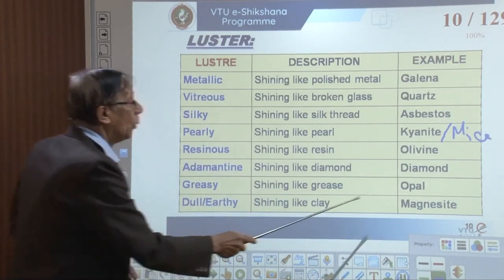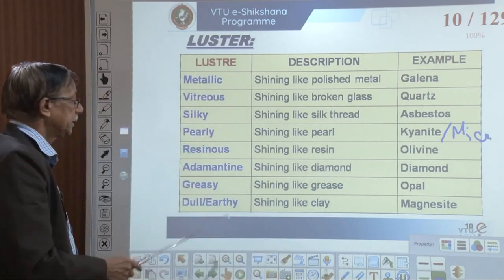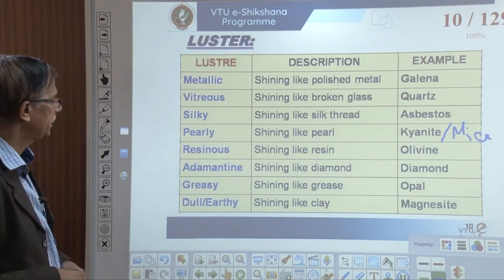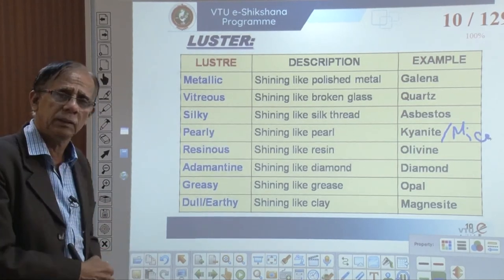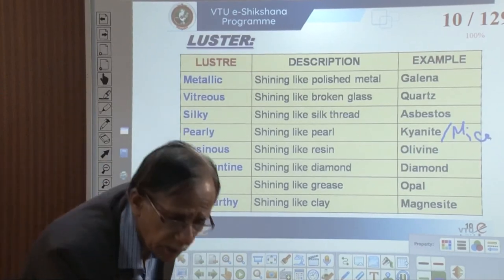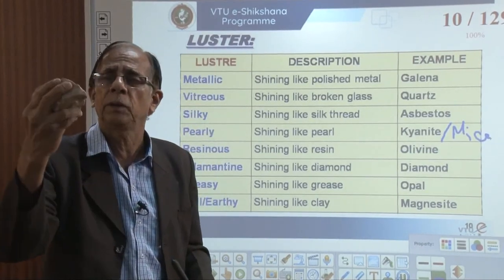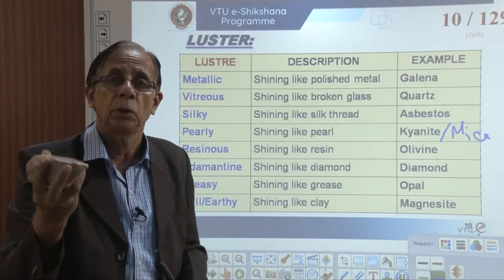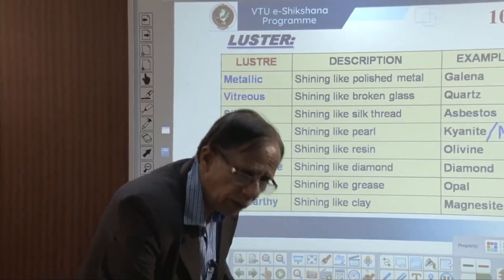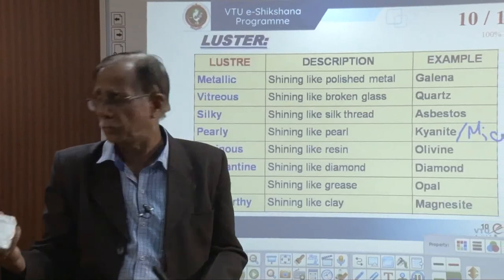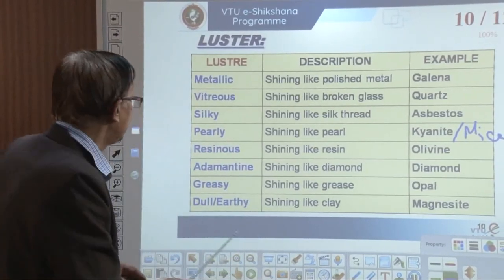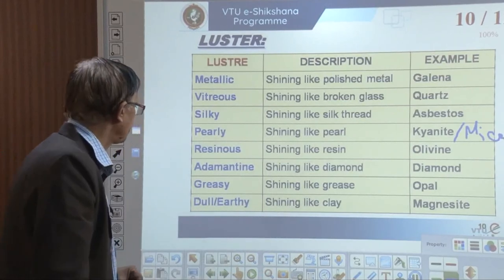Greasy, opal is a mineral that shines like grease. Often people say oily. What is that? If I have a specimen, I immerse this in oil and take it out, then see how it shines. When it was in the air, it shines in some way. When I immerse it in oil and take it out, it shines in a different way. That kind of shining is called grease or greasy shining.